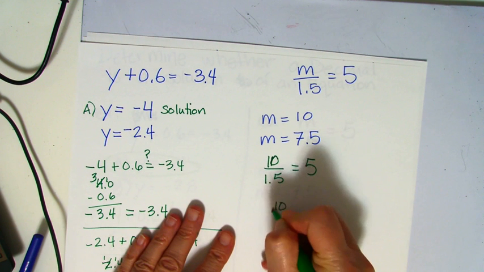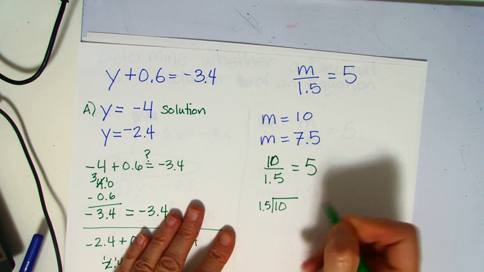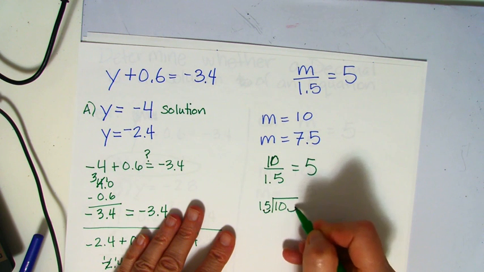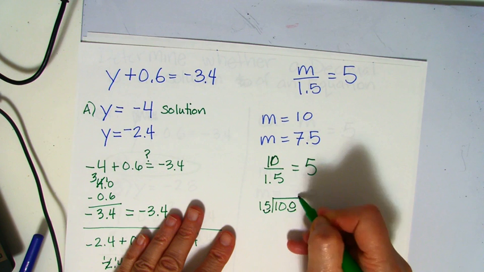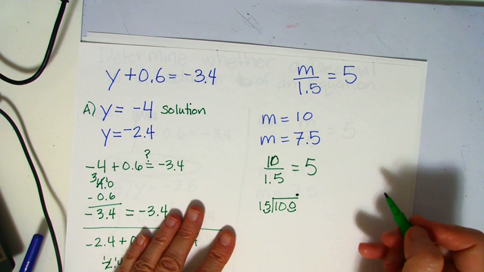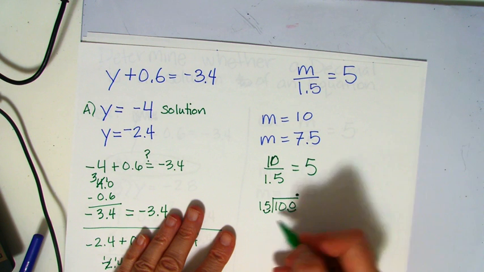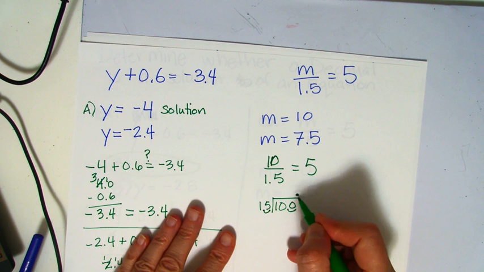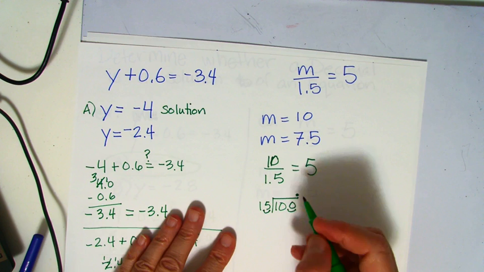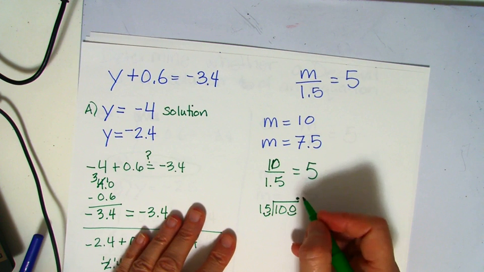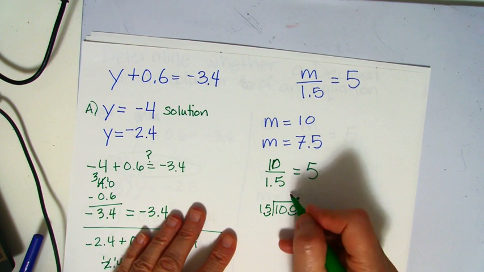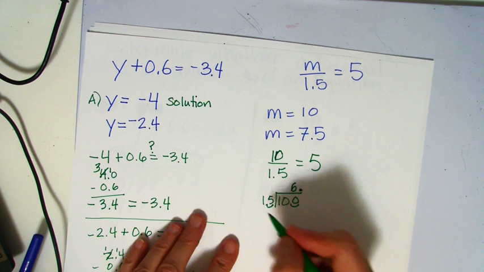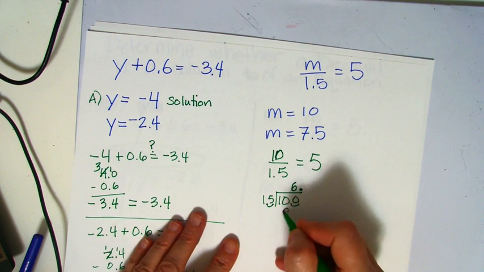So 10 divided by 1.5, we need to move the decimal place over here and add a 0 as a placeholder and bring up our decimal point. Now 15 does not go into 100 evenly. It goes into 90, 6 times. 6 times 15 is 90.